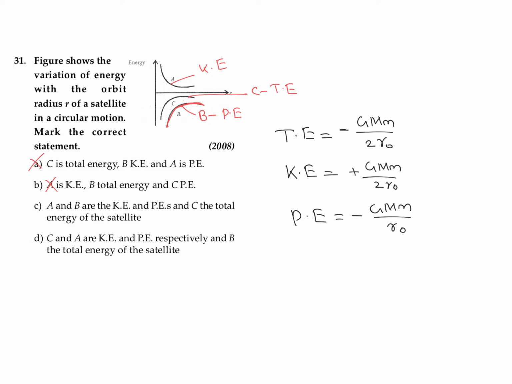Next option: it is given that A is kinetic energy, that is correct. B is potential energy, that is correct. And C is total energy, that is correct. So we can say that option C is correct. And in option D, it is given that C is kinetic energy, which is wrong. So we can say that option C is correct over here.